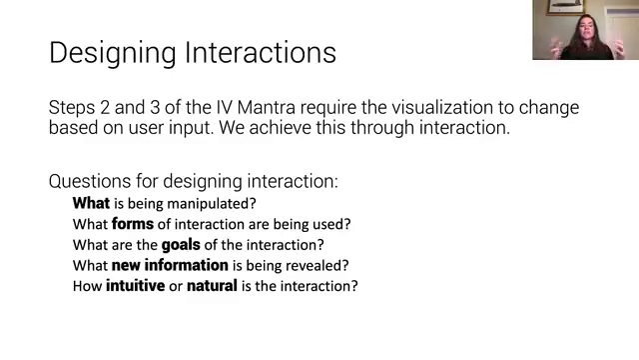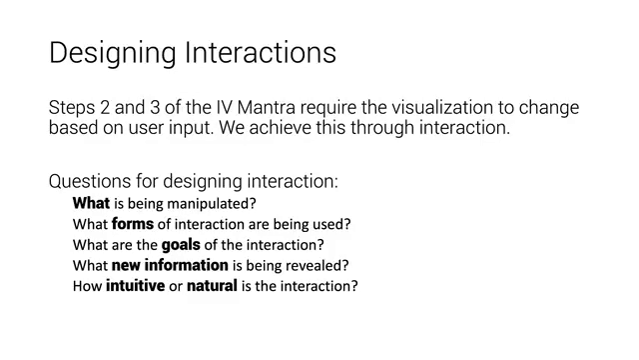So when we think about interactive visualization design broadly, we want to think about it in terms of these 5 key questions you see here. What is being manipulated? How are the users essentially providing input to the system? What forms of interaction are being used? Are people trying to zoom? Are they trying to filter? What is the operation that we're trying to perform through collecting this user input into the system?